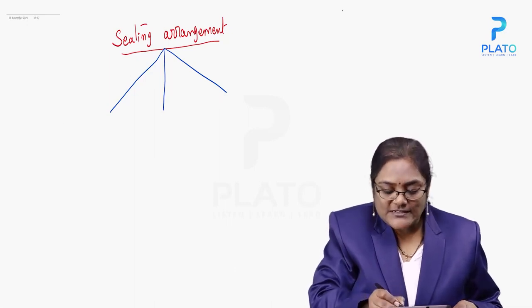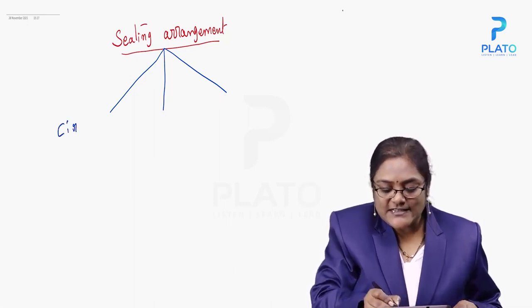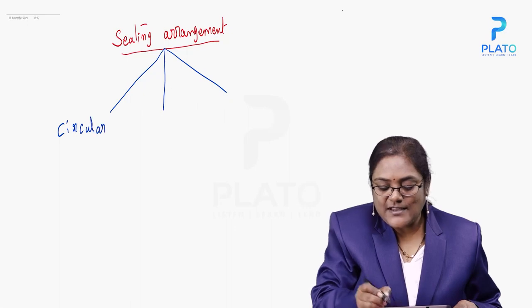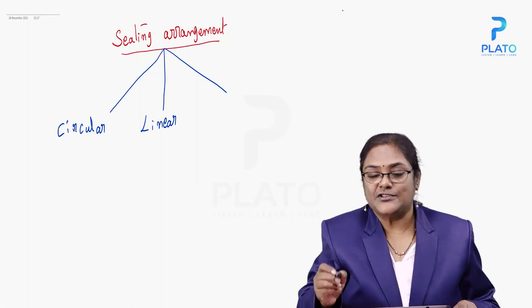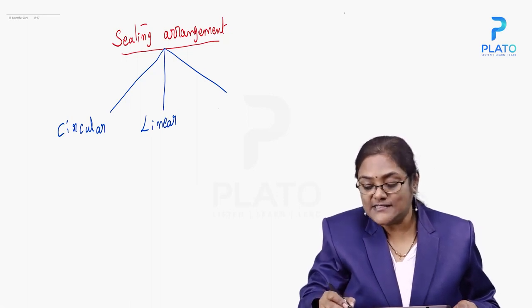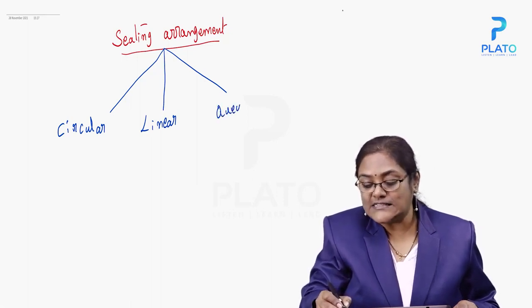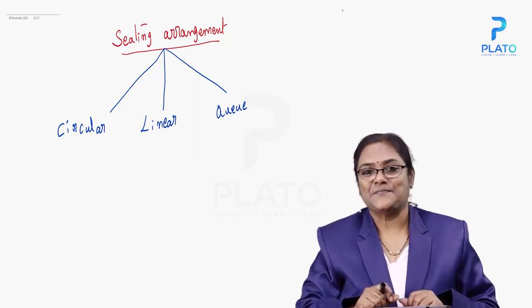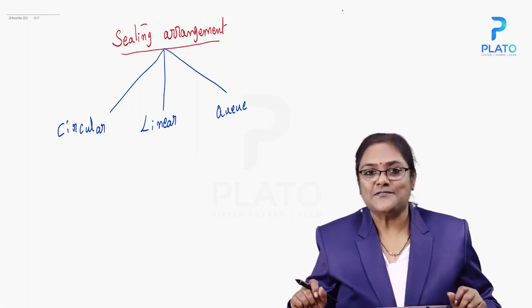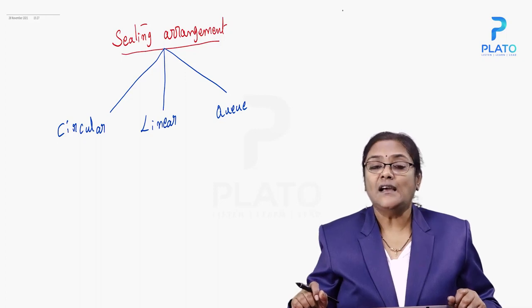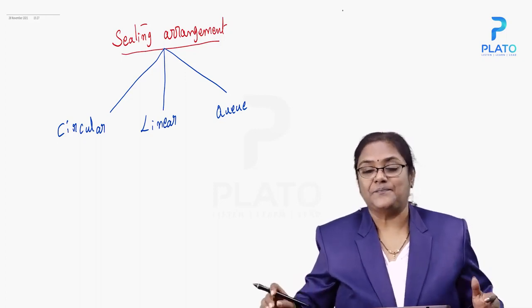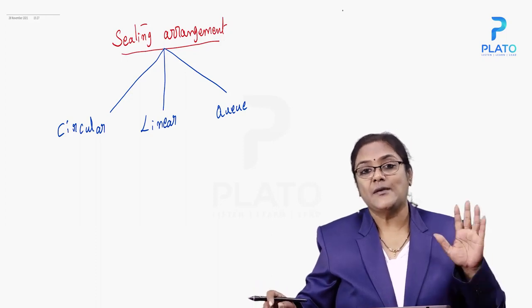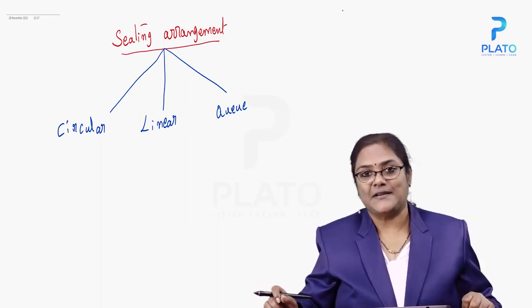So, the first model is circular seating arrangement. The second one is linear, or you can say row arrangement. And another is queue, or you can say vertical arrangement. So, these are the three different types of arrangements. In our examination, the examiner can give from any one of these three, and we can expect a minimum of 5 questions from this topic.